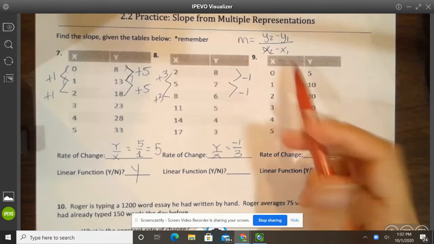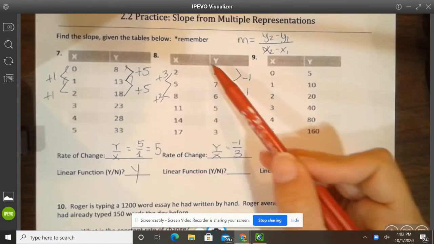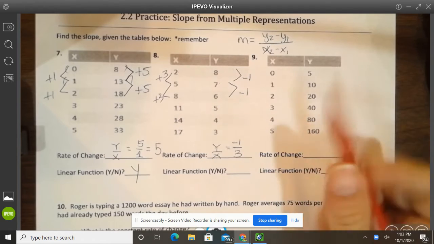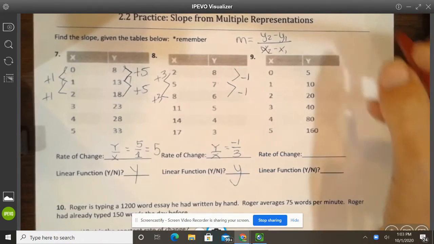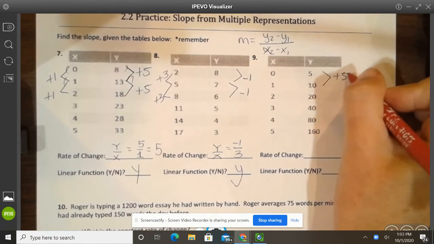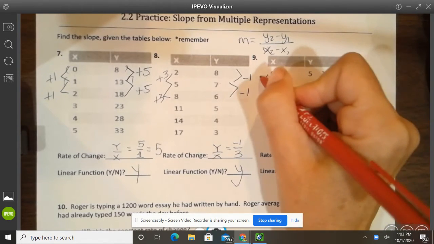Is this a linear function? Yes, it's going by the same number. It goes up, it goes down by the same number and up by the same number. So yes. All right, let's do this one quick. So this one goes plus 5, right? Plus 5. And this plus 1.